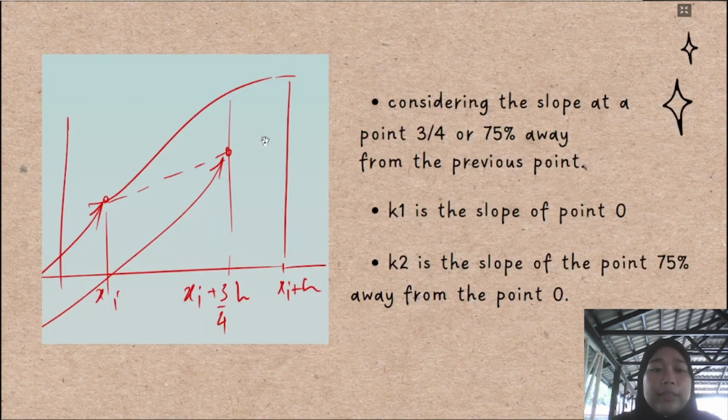So, Ralston method is actually, we consider the slope at a point 3/4 or 75% away from the previous point. K1 is the slope of point 0 and K2 is the slope of the point 75% away from point 0.